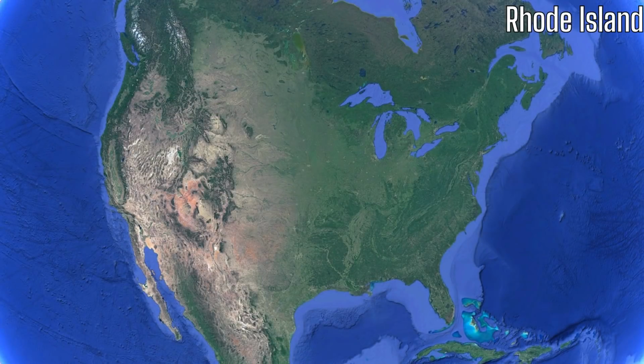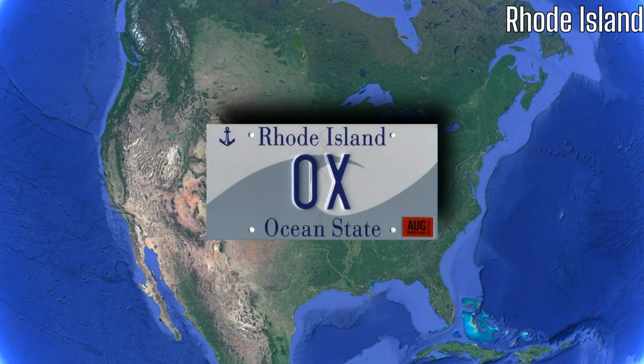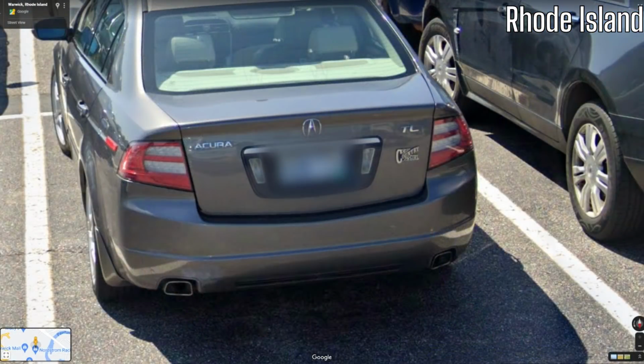Rhode Island keeps things straightforward too. Their license plate has been this plain wave design since 1996. When it's blurred, keep an eye out for that gray and blue swoosh pattern. It can sometimes be tricky to catch.